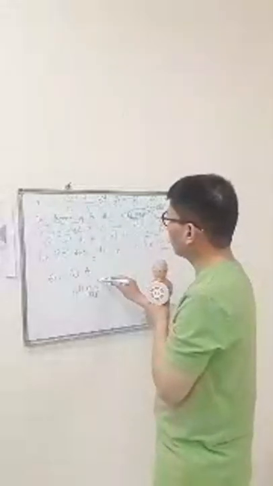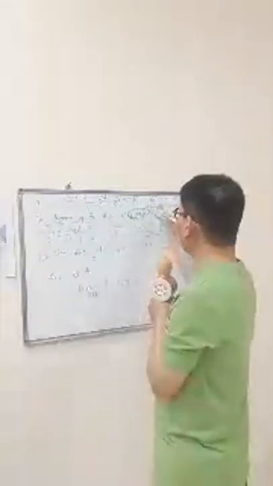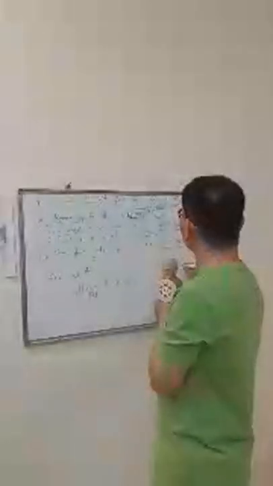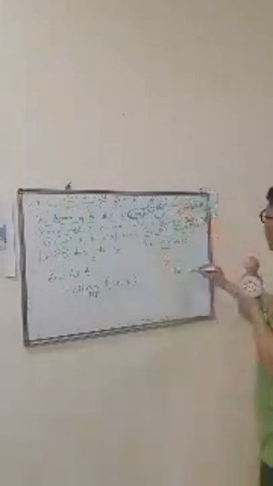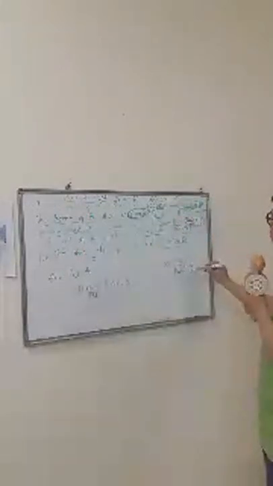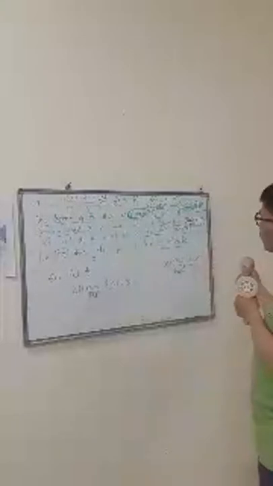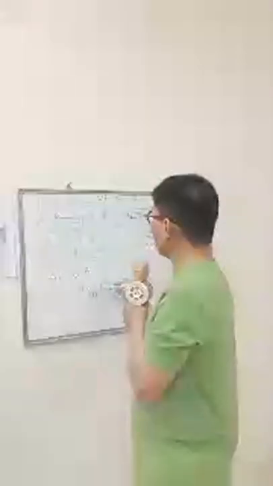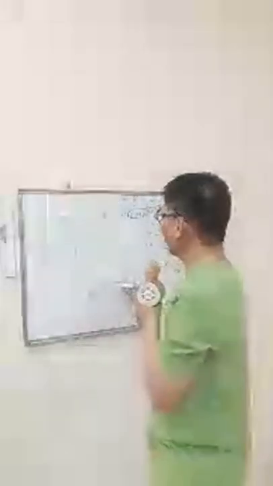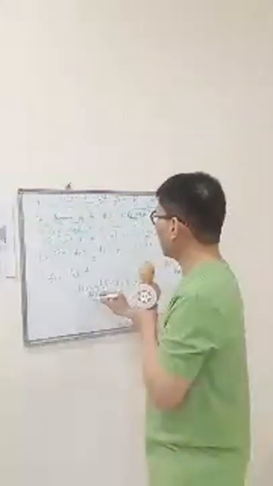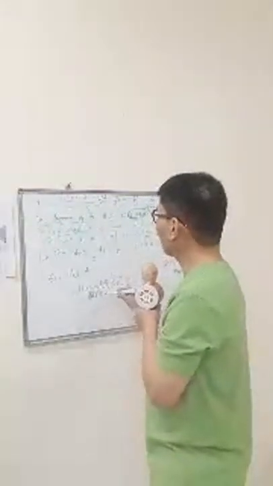Now we have the frequency that we need to compute: 30 revolutions per minute. 1 minute is 60 seconds, right? Cancel, cancel. So it's going to be 30 divided by 60, revolution per second, radian per revolution. Cancel, cancel, cancel.